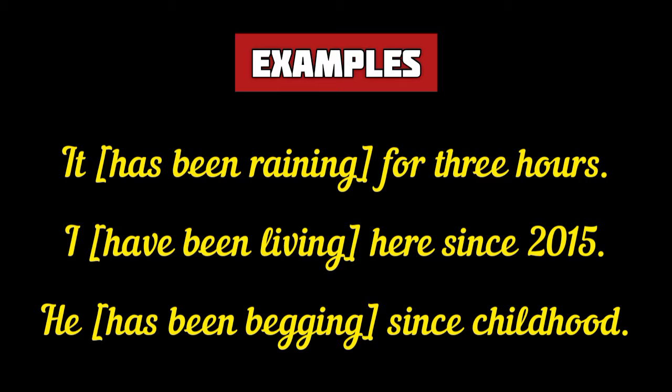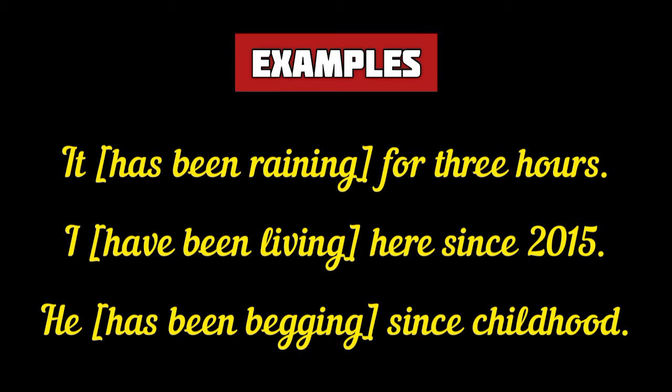In the last sentence, he has been begging since childhood. Has been begging. Has been and the ing form of the verb beg is in present perfect continuous tense. It's clear that he started the act of begging back in his childhood and he is still begging for his livelihood.